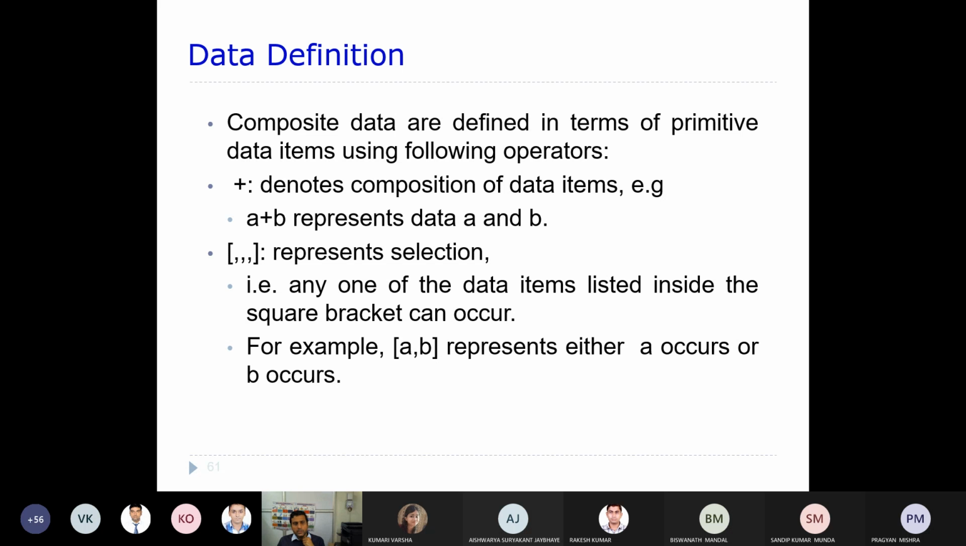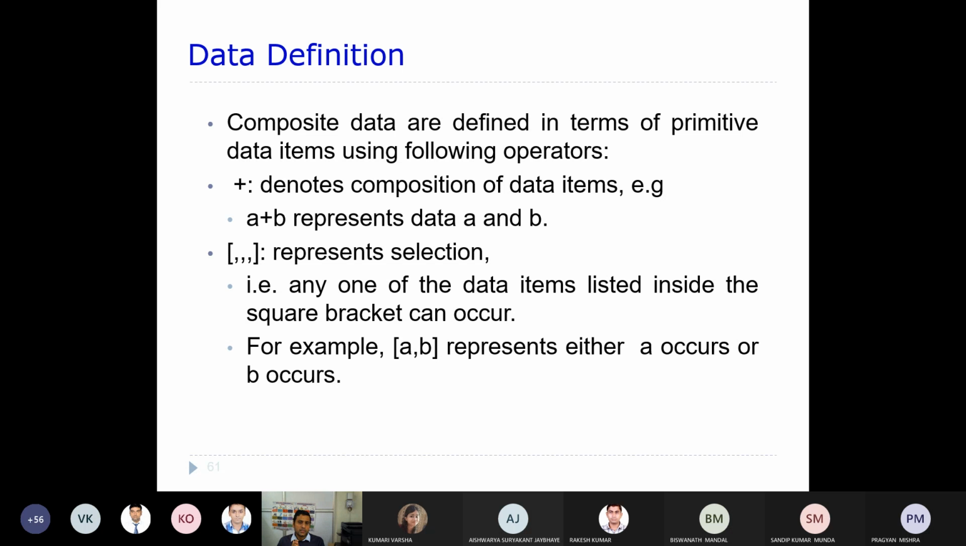Now, as I told you, you are going to define the data, right? So your data dictionary will provide ways to define the data items. Now we will see. If you have a composite data item, that composite data is actually defined using maybe some primitive data items. Let's say, for example, you have a composite data item.